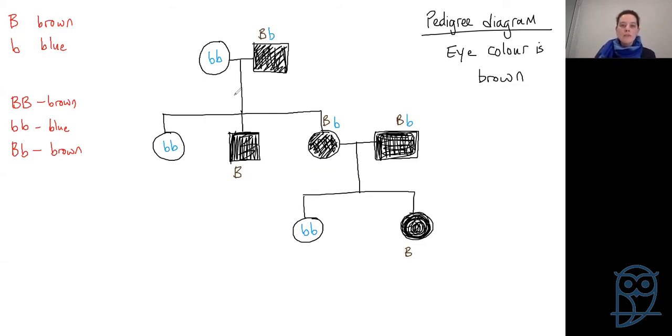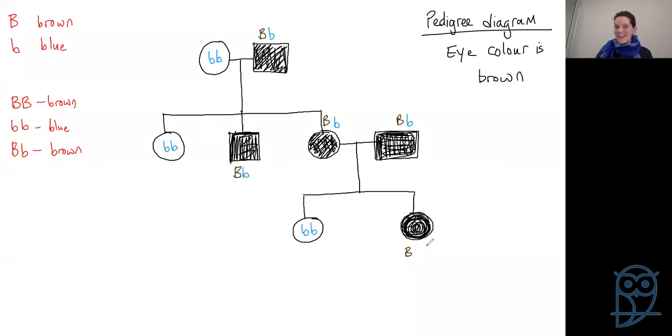Okay, so this child here, they've got brown eyes. Are they homozygous or heterozygous? Well, the only way they could be homozygous is if they had another capital B from the other parent. There isn't one there. So they've got the capital B from their father, and from their mother they get a little b. So that child is also heterozygous.